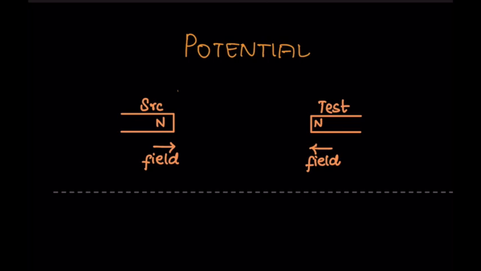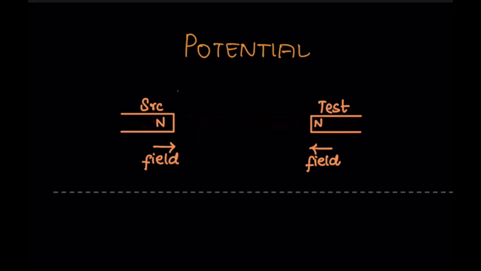The next quantity on our list is electric potential and potential difference. To understand what potential is, let's take the example of two North Pole magnets placed apart from each other. We know that the North Pole and North Pole repel each other.